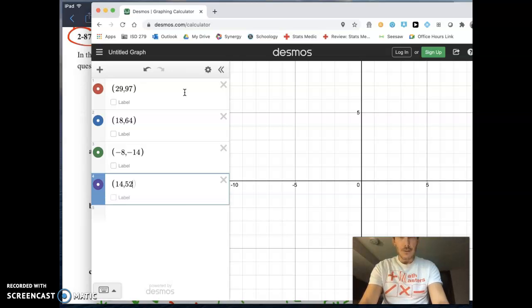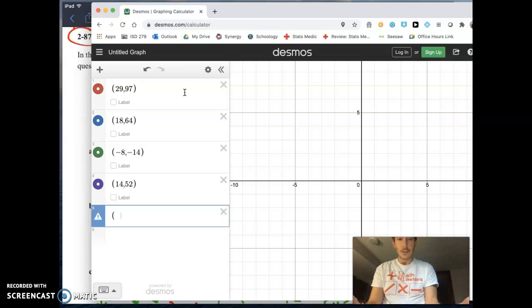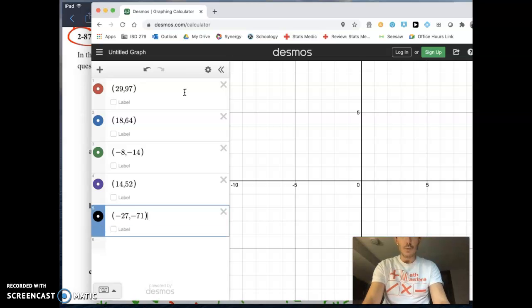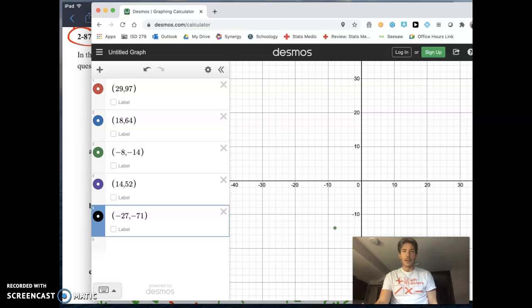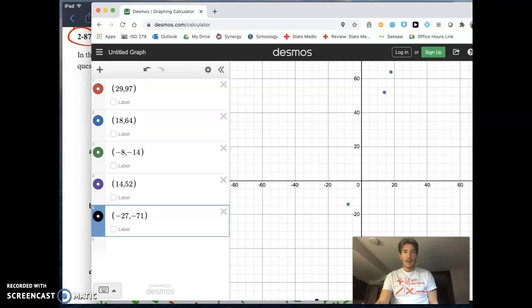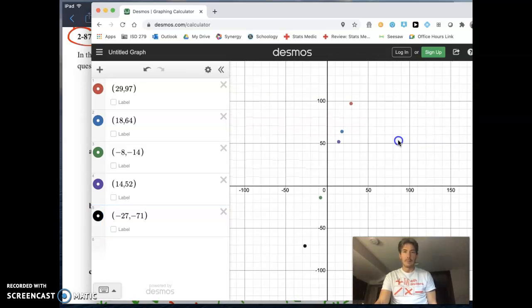(14, 52). Normally I have these things done ahead of time, but I really wanted to show you guys that you can enter in some ordered pairs. As long as we're typing correctly, we'll get these things to show up. Let's see, (-27, -71). Now right now you're going, oh Anderson, I can't see those. Well, I do have to zoom out so I can see these guys. All right, and there we go. We can kind of see them.